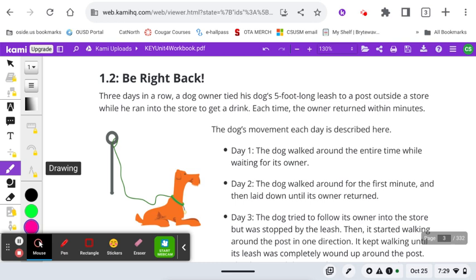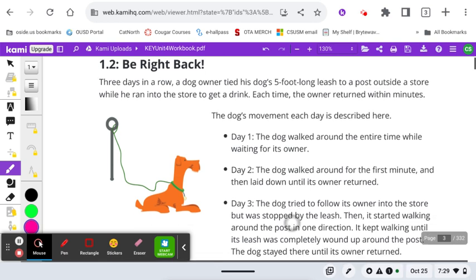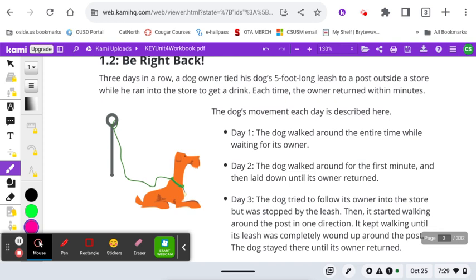3 days in a row, a dog owner tied his 5-foot-long leash to a post outside a store when he ran into the store to get a drink. Each time the owner returned within minutes. The dog's movement each day is described. Day 1, the dog walked around the entire time while waiting for its owner. Day 2, the dog walked around the first minute, then laid down until the owner returned.